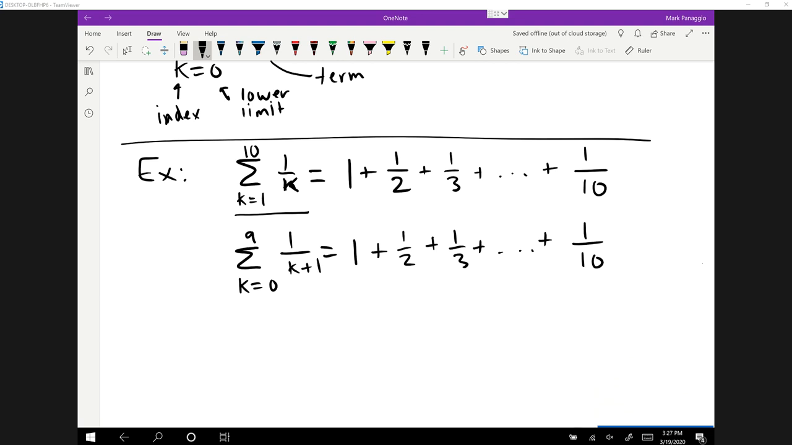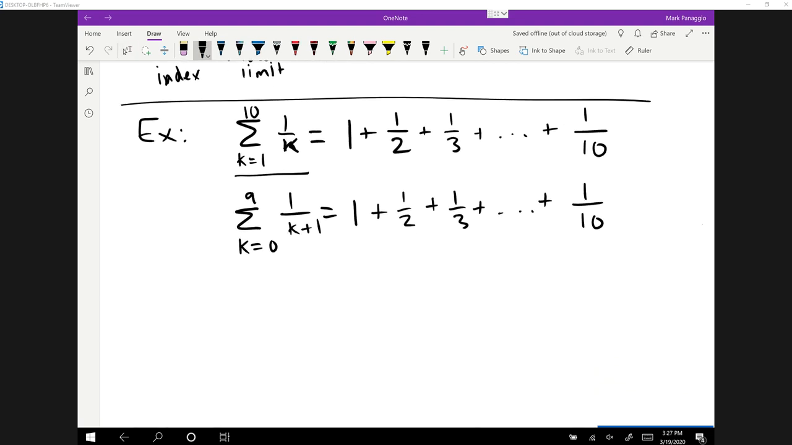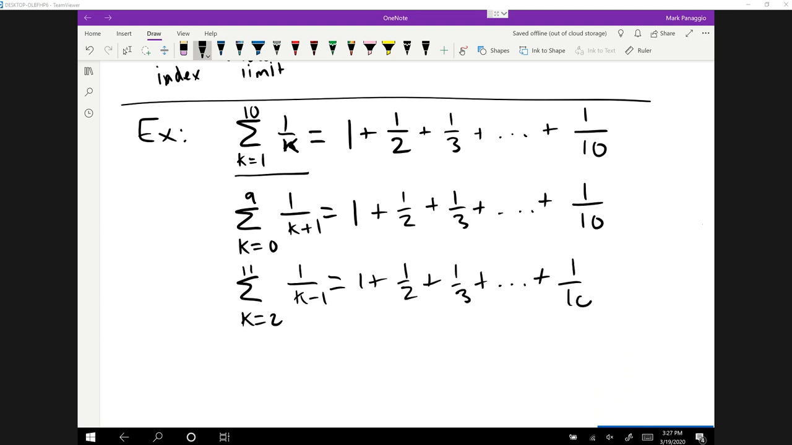And of course, we could continue to adjust this. We could take the sum from k equals 2 to 11 of 1 over k minus 1, and that would give us the exact same thing. All right, so the way we write a sum using sigma notation is not unique. There are many ways to describe the same sum, and so once in a while you'll find it's useful to be able to switch between those different representations.